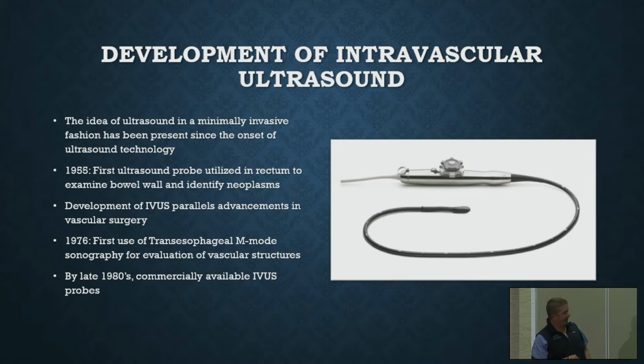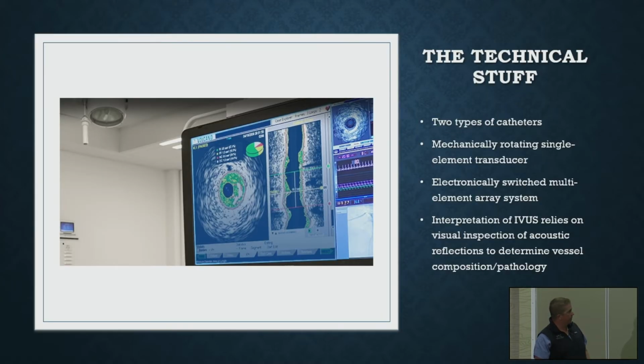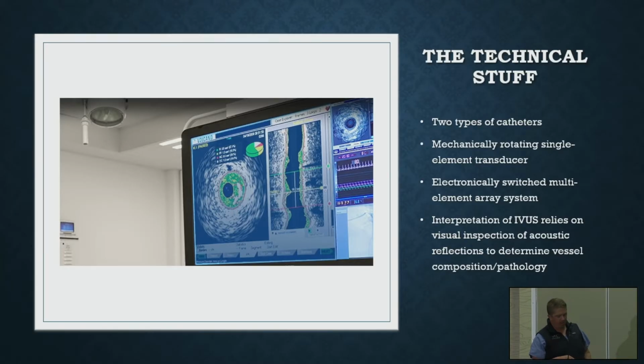By the late 1980s, these catheters were available. There are 2 types of catheters commercially available on the market right now. This is kind of above my head. One is mechanically rotating, one is an electronically switched multi-element array system. Both work. The mechanically rotating one probably gives better clarity, but the electronically switched multi-element array system has many benefits to it. It's much more user-friendly and whatnot.